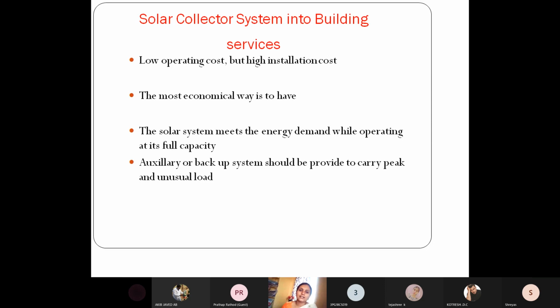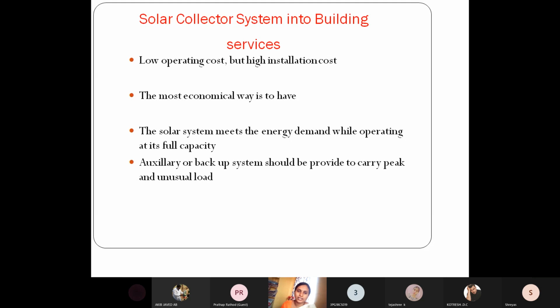Next is the solar collector system in building services. First is low operating cost. When you compare with the others, this is a low operating cost, because with fossil fuels or other power plants, the installation cost may be comparatively low. But here, in the solar collector system in building services, the operating cost is low, while there is no fuel cost. So it is a low operating cost, but the installation cost is high.